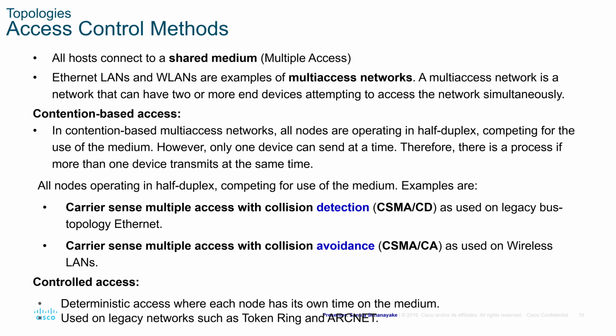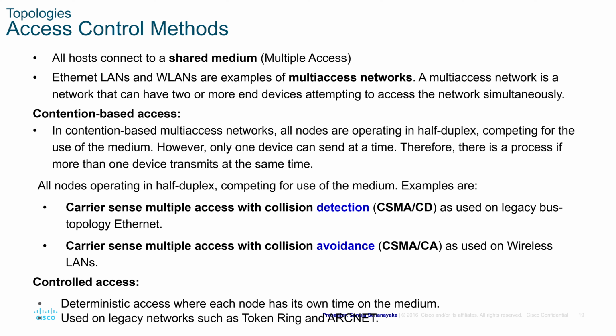Access control methods. All hosts connect to a shared medium, so that means there is multiple access. Ethernet LANs and WLANs, or wireless networks, are examples of multi-access networks. A multi-access network is a network that can have two or more end devices attempting to access the network simultaneously.